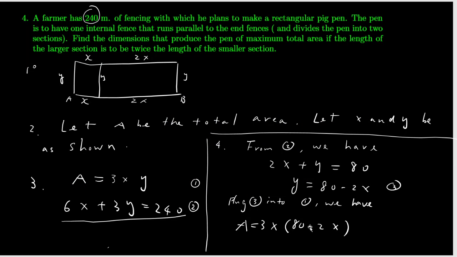A is the area. The area now is a function of only one variable. At this point, I can replace A with A of x. I hope I'm not running too fast, but you know what's going on? I can write A as A of x because now I can treat A as a function of only one variable x.